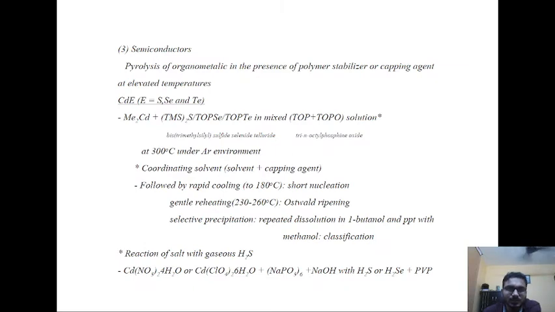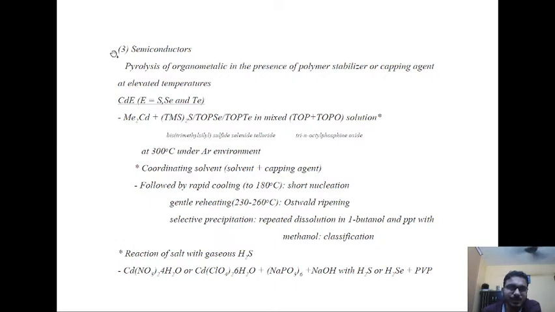Then the third one we are having is semiconductors. I wish to tell all of you that the next few slides are very high in technical depth, which is beyond the course curriculum, so we may omit a few equations which are very hard to decode.